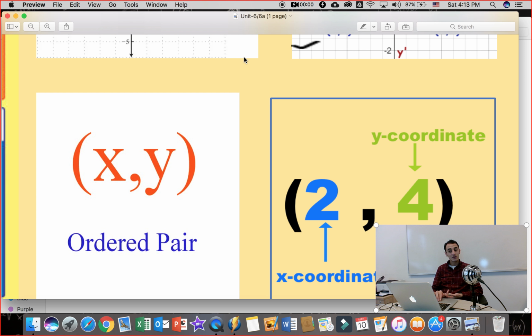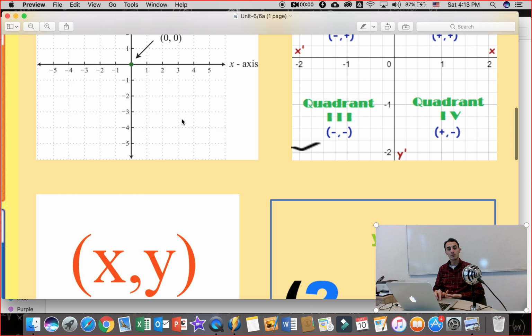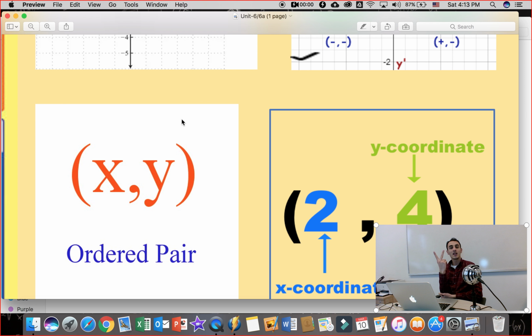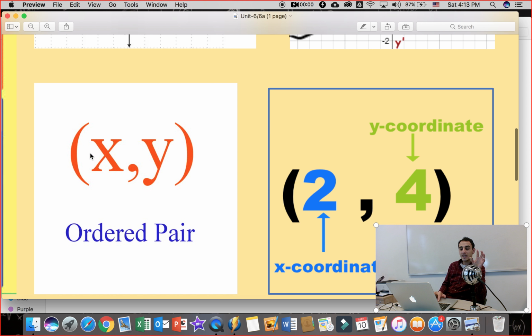But here, for explaining the location of each point, I need to have 2 numbers, okay? I write them in brackets and put a comma between them. The first number represents the x coordinate of that point, and the next number represents the y coordinate of that point. And why an ordered pair, not just a pair?